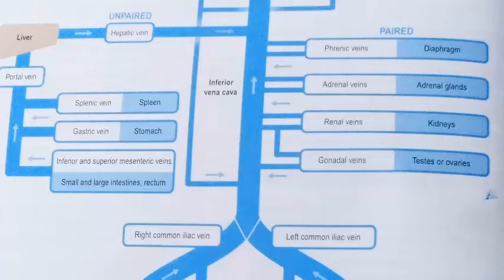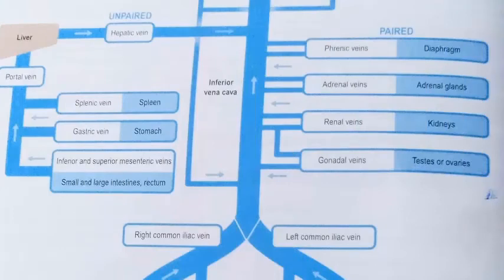So that's it. Now the unpaired, where we don't have the right and left, it's just one. For the paired, we have right phrenic, left phrenic. Now the unpaired also correspond to the arteries. We also have gastric veins, splenic veins, superior mesenteric veins, and inferior mesenteric veins. Of course, the lumbar veins.